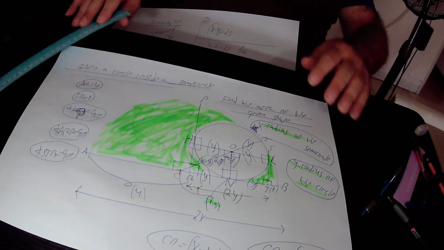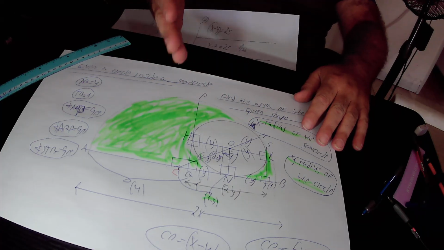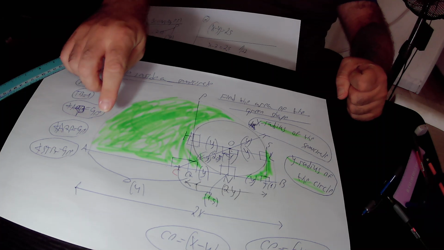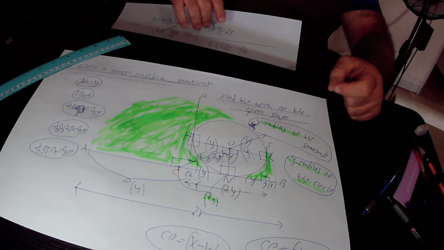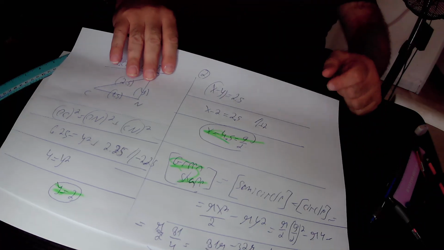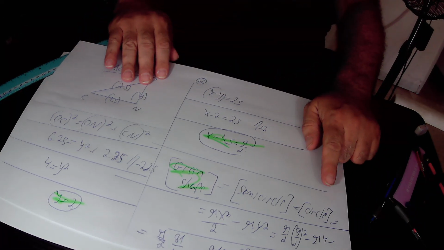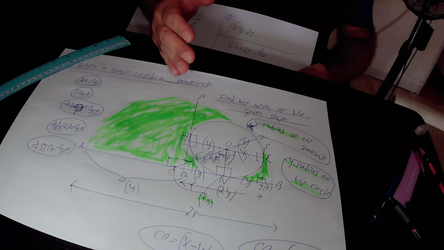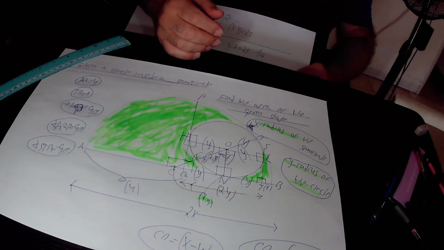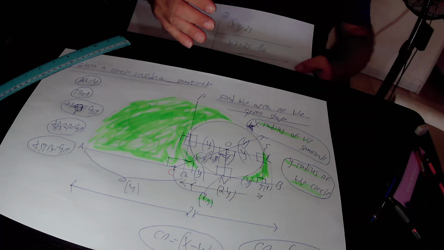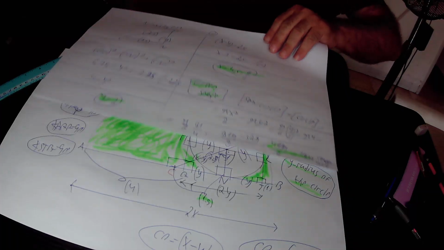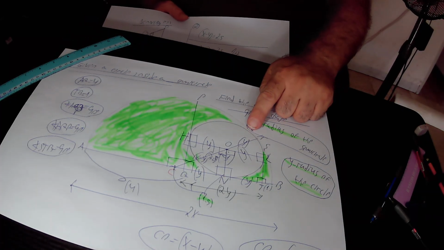Our task is to find out the area of this green shape. So what is the area of the green shape? From the drawings it's very easy to see that the green shape equals the area of the semicircle minus the area of this small circle. What is the area of the semicircle? The area of the semicircle must be equal to the area of the circle over 2, that is pi x squared over 2, because x is the radius. The radius of this small circle is y, therefore its area must be equal to pi y squared.